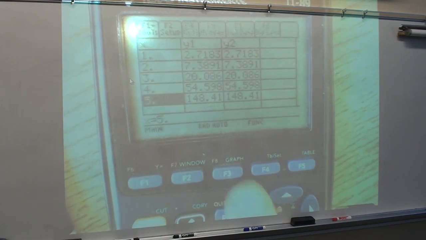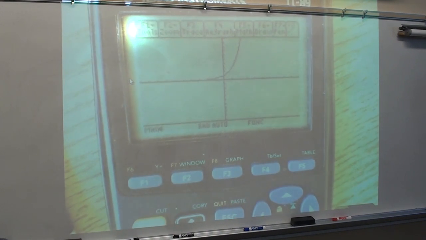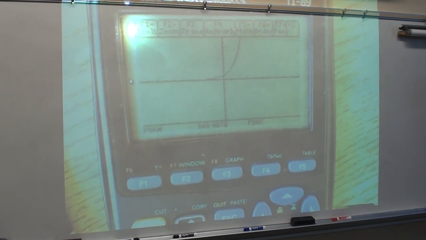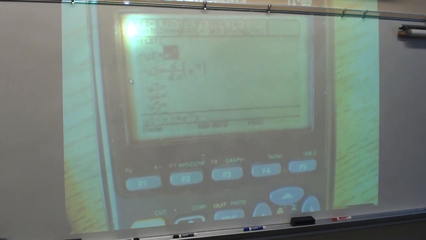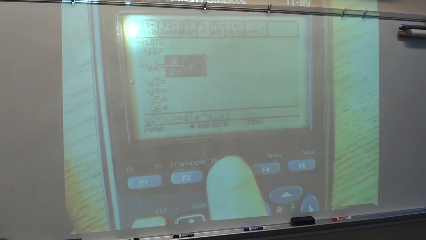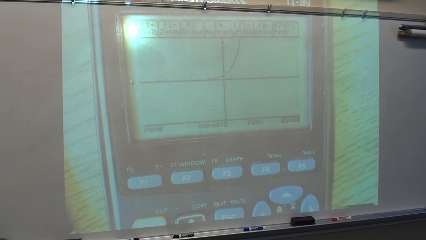Alright, so graph. There's e to the x and its derivative graph. That's only one graph. Did you just lie to me? I did. If you want, I'll blank it out. Now all I have graphed is the derivative. Going back to the graph. There it is. And so the derivative of y equals e to the x, its derivative would not be the same.